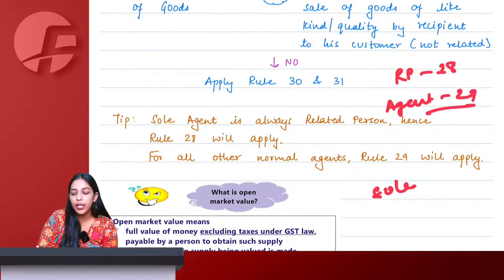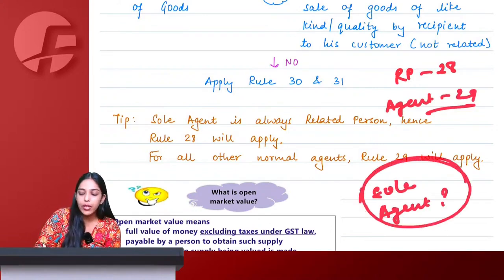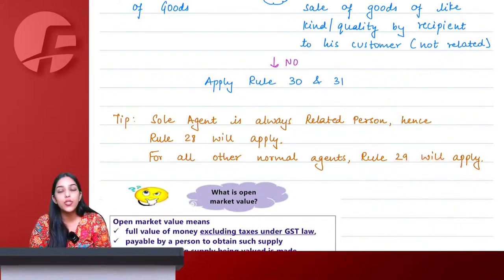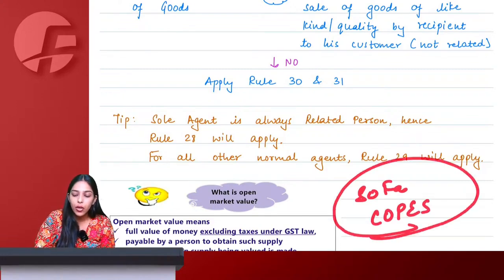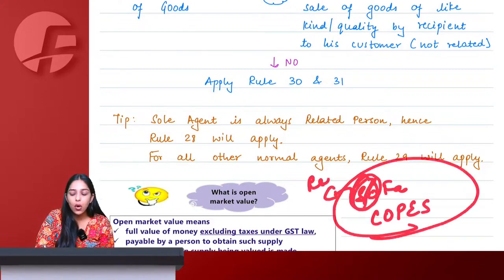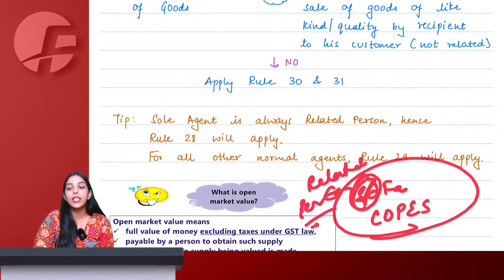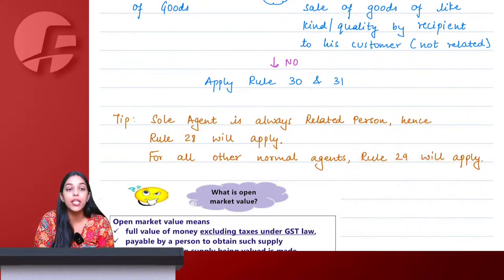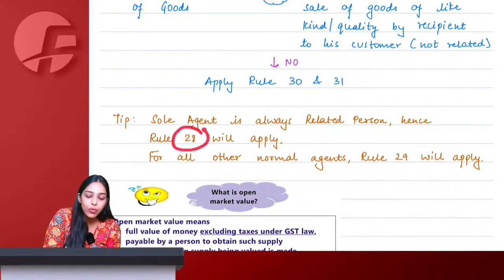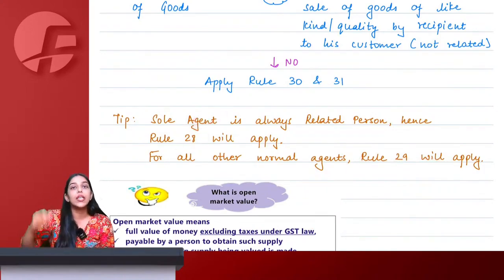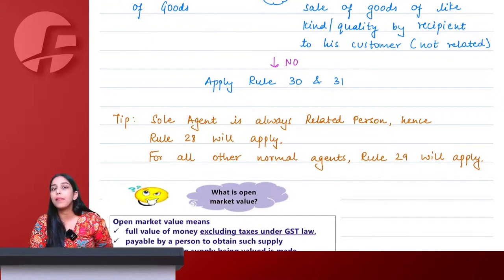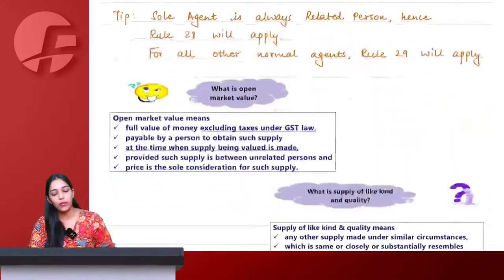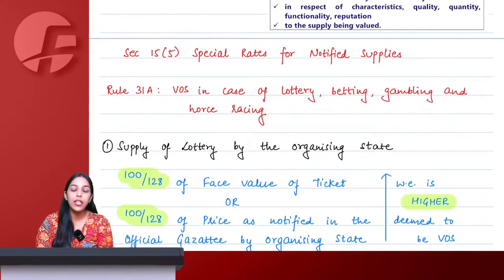Ma'am, what if we have a sole agent or a sole distributor? Then what to do? In case of sole agent, according to the Supply of Goods Act that we have studied, sole agent or sole distributor is always a related person, and therefore for sole agent, we will say that rule 28 will apply, and for all other normal agents, rule 29 is going to apply. Keep this thing in mind for MCQ purpose. Got it, ma'am? Here we complete section 15.4.